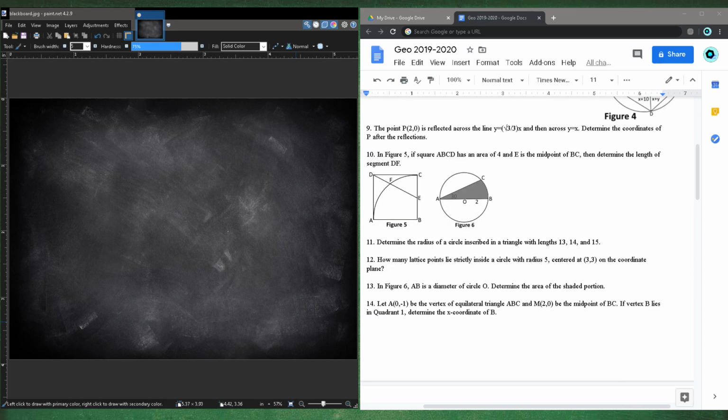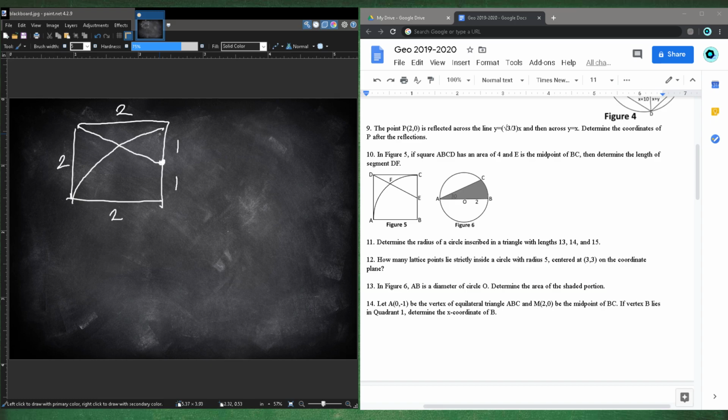Okay, number 10. In figure 5, if the square ABCD has area 4 and E is the midpoint of BC, then determine the length of DF. Okay, so let's draw this out. So they said the area was 4, right? So square root of 4 is 2, so this is side length 2 each way. And then E is the midpoint, right? So that's 1, 1 right here.